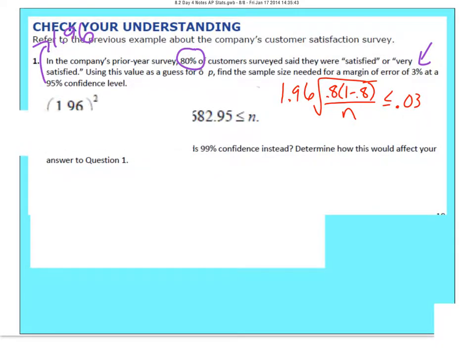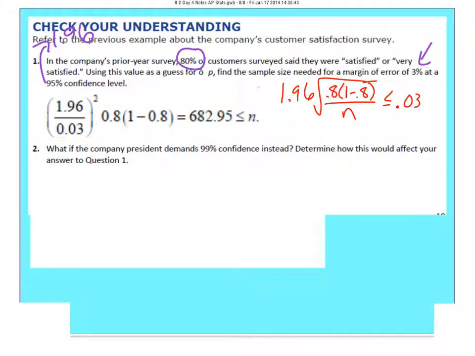If you do this and you solve it, you're going to get that the sample size should be greater than 682. So we're talking 683 people is what you need. Okay, what if we have the same scenario, but now they don't want 95% confidence, they want 99% confidence? The only difference is I'd have to compute a new critical value.